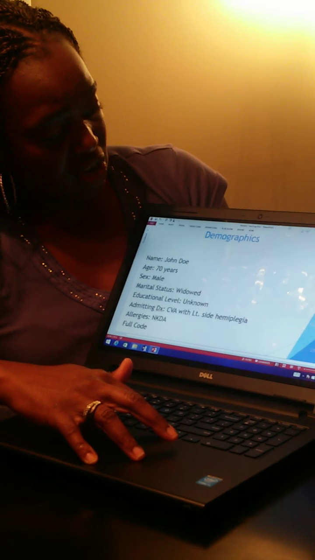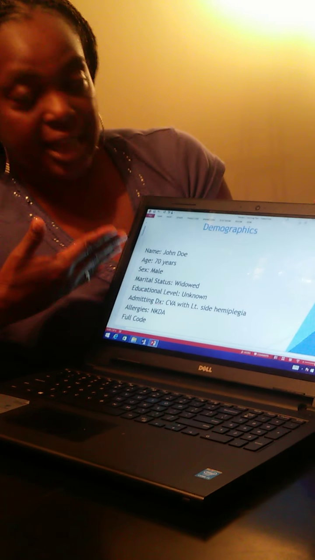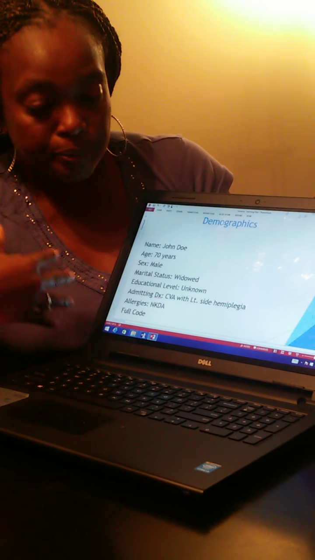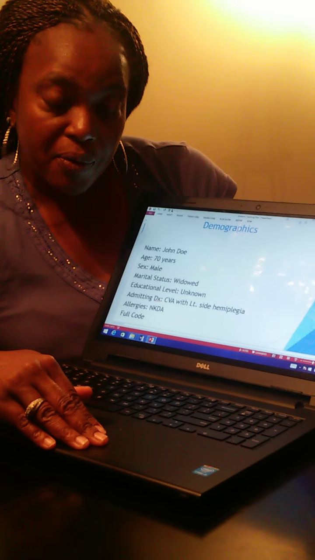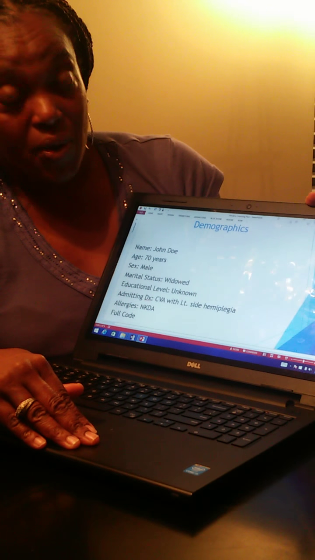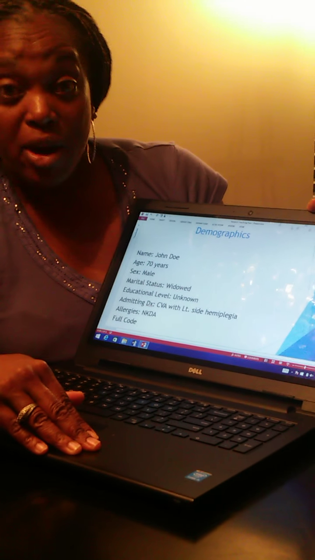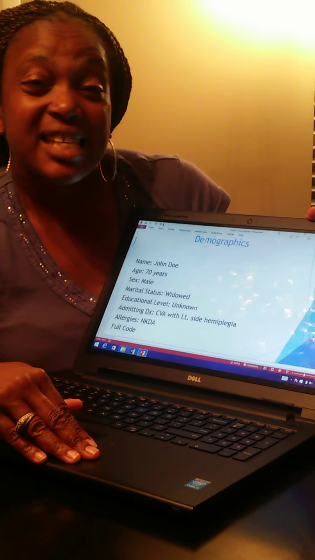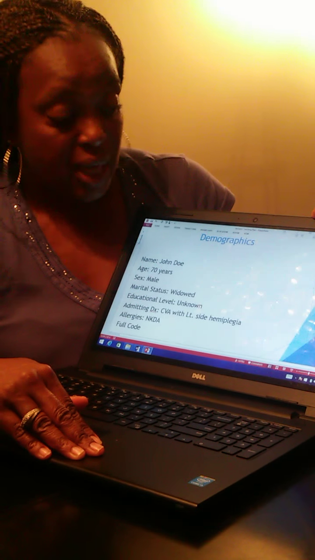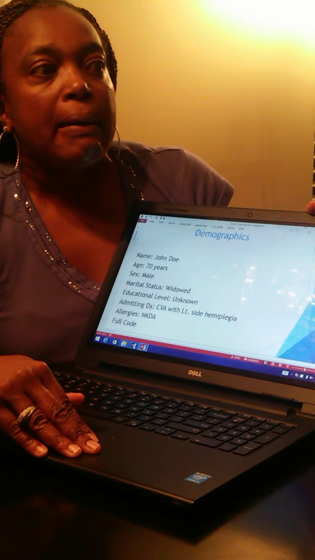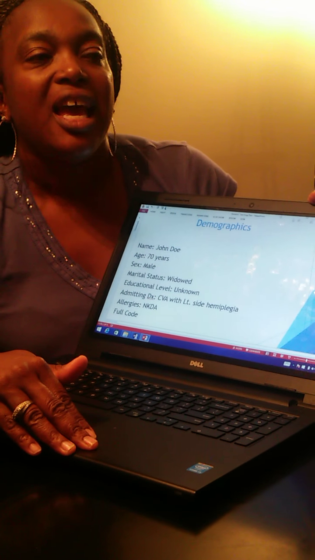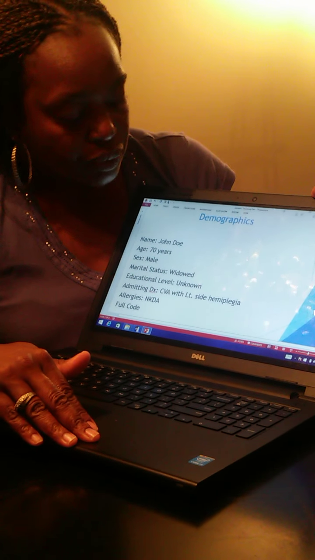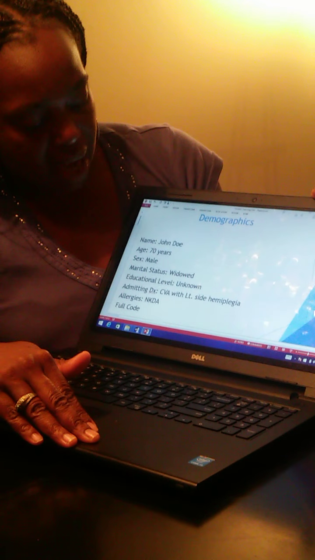What I have done here is I have prepared a demographic patient profile for a patient. We're going to say that this patient's name is John Doe. He is 70 years old. He's a male. His marital status is that he is widowed. His education level is unknown. And sometimes that can give us a little bit of a dilemma in how to prepare a person's cognitive health plan if we don't know their education. So that's something to always keep in mind too.